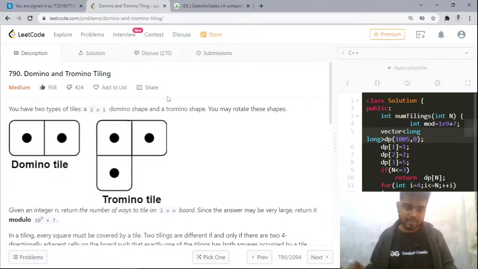Today we will discuss the LeetCode daily challenge for today. That is the 10th of December. The problem name is Domino and Tromino Tiling.